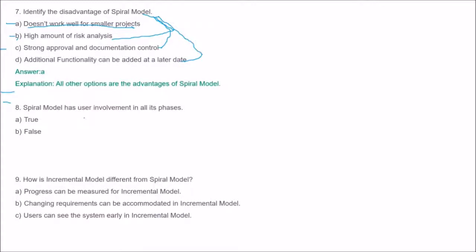The spiral model has user involvement in all its phases. Is it true or false? The answer is false, because the spiral model does not involve the user in all its phases.